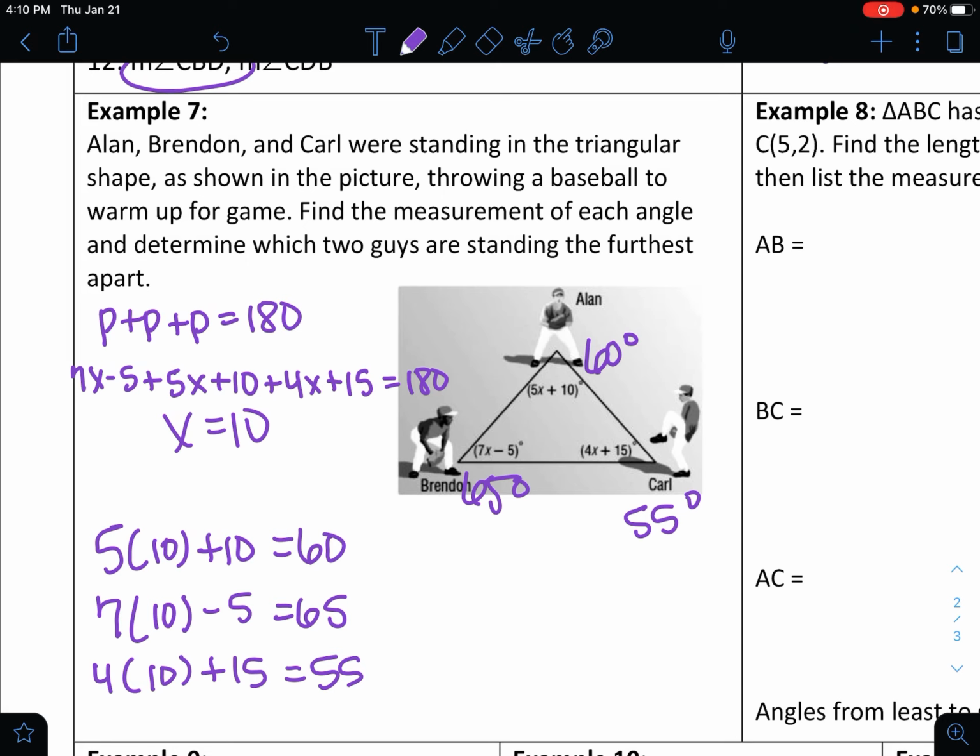Which distance? Okay, so the largest angle here is 65, which means that the distance between Alan and Carl is the longest. I'll just write it like this. Alan and Carl are the furthest apart.